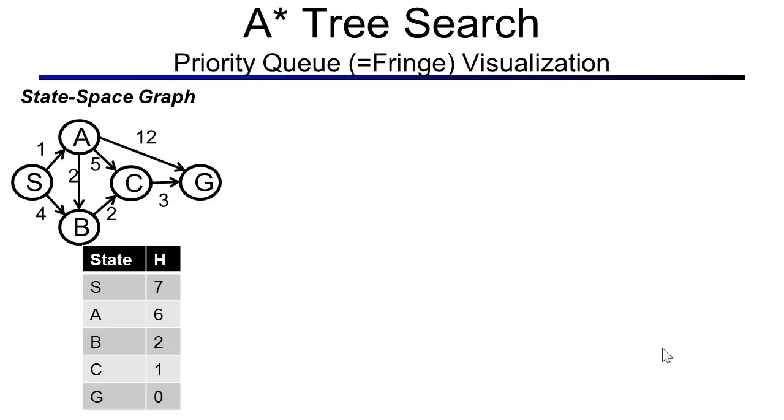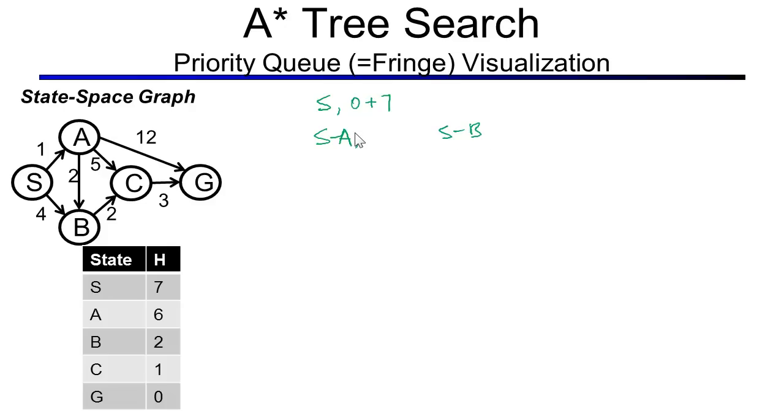Now let's run A-star tree search again, but visualize our process with a priority queue rather than a search tree. Same problem as before. Our priority queue will start with just one entry, S, and the F cost for S is 0 for the G cost plus 7 for the heuristic. A-star tree search will look at the priority queue, pop the node with the highest priority. There's only one, so that one node is the one that's going to be popped, and put all its successors into the priority queue. S has two successor states, A and B, so we get SA and SB.